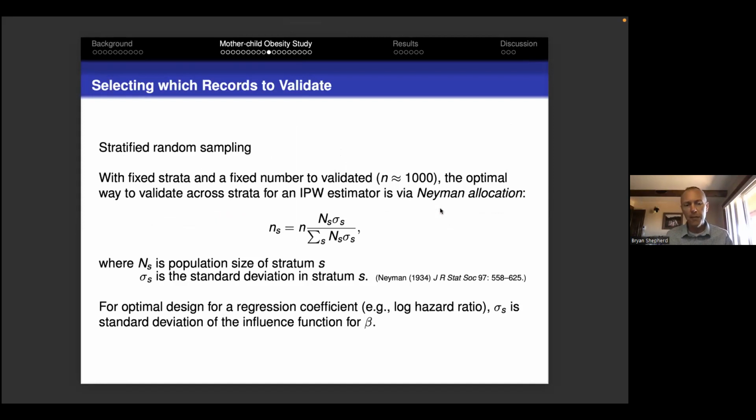Okay, so that's the validation procedure. I'm going to spend a bit of time, though, on the statistical issues, which are how do we select which records to validate? I touched on that a little earlier, but now we're going to go through it in detail for this specific study.